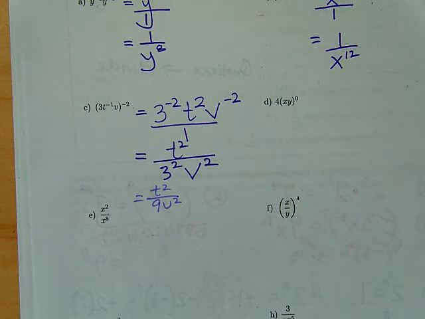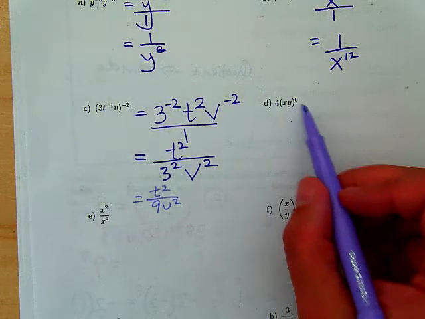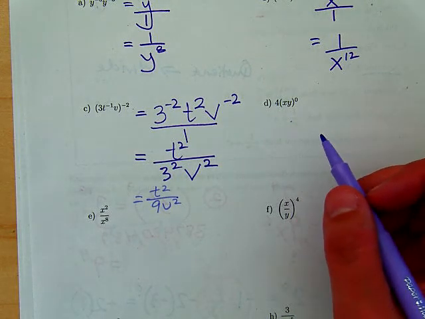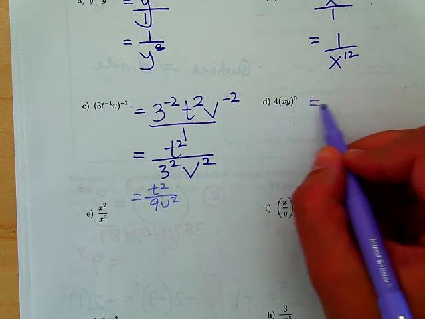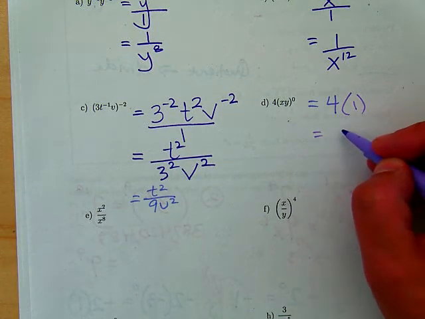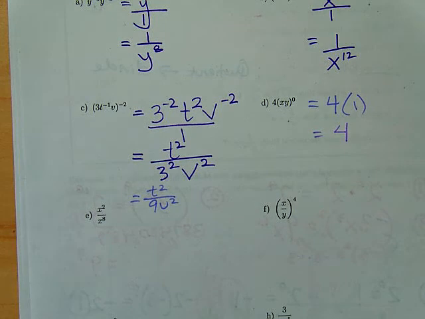How could you simplify? Oh yeah, let's go into this one. This one right here, D. You got the packets, right? Okay. 4, what's anything to the 0 power? 1. 4 times 1 equals just 4. Oh, because otherwise it would have to be to the first power, right? If you have an xy to the first power, that's just xy. But this is to the 0 power. Anything to the 0 power is 1. Yes.